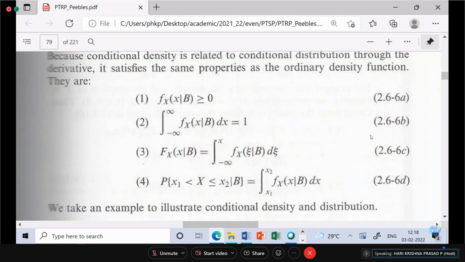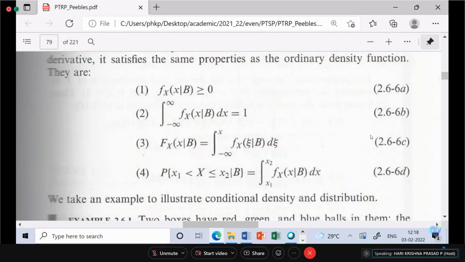See, what are the arguments in the density function? For this set of four properties, it is x given B. What is the conditioning event? Capital B is the conditioning event. The first property, let us see. f_X(x given B) is greater than or equal to 0. The conditional density function is non-negative. That is what it says.